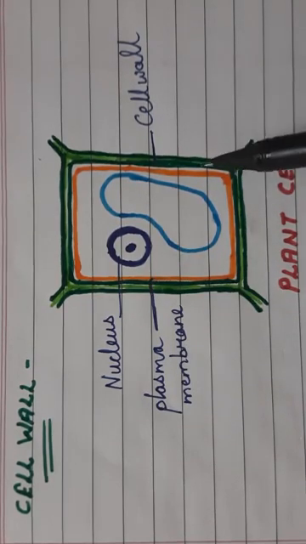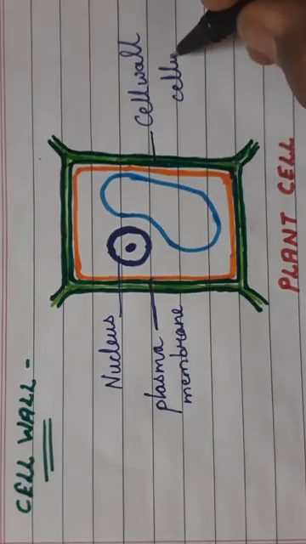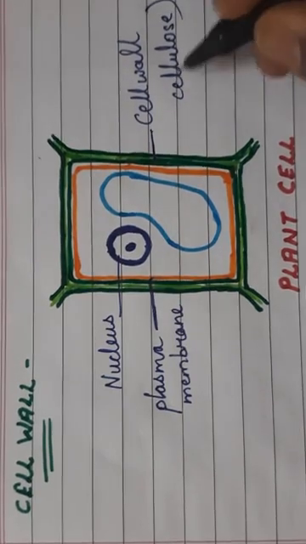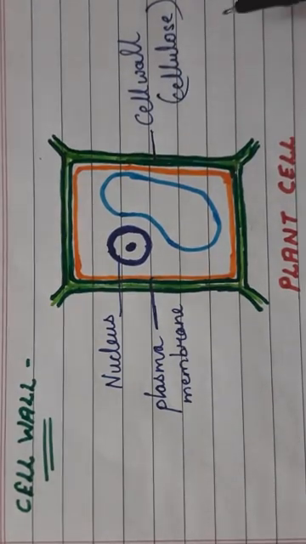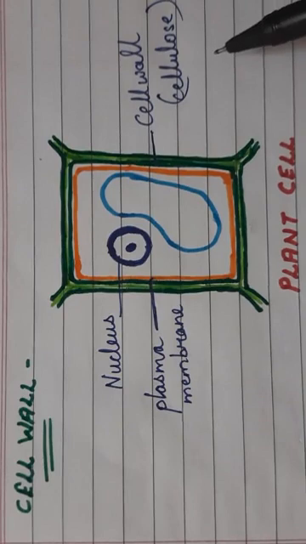Okay, and this cell wall is mainly composed of cellulose. Okay, what is cellulose? You have already studied about cellulose. Cellulose is a very complex substance, okay, and it provides structural strength to the plants.